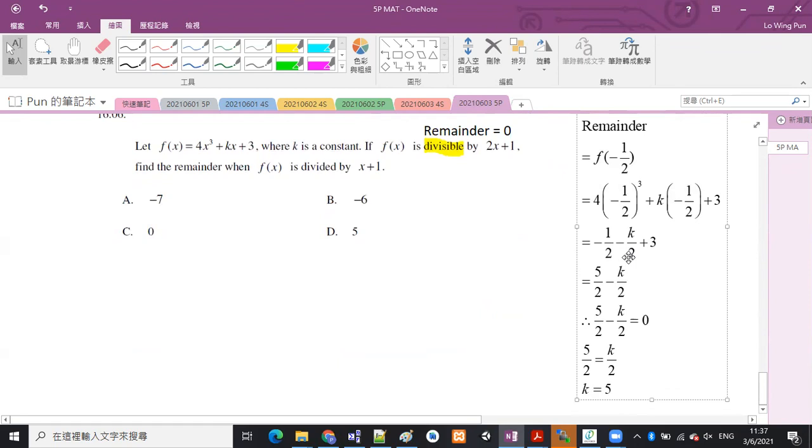But the question is not asking us to find the value of k. The question asks us to find the remainder when f(x) is divided by x plus 1. We need to find the remainder. And this time it is divided by x plus 1. So remainder is equal to f(number). What number this time?